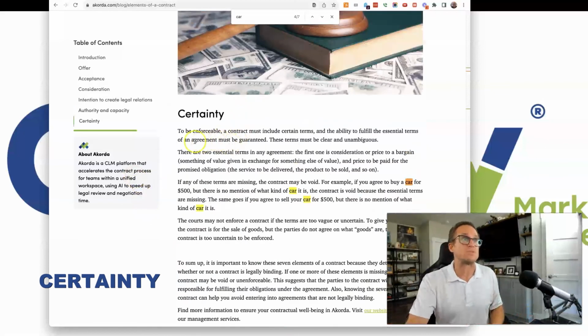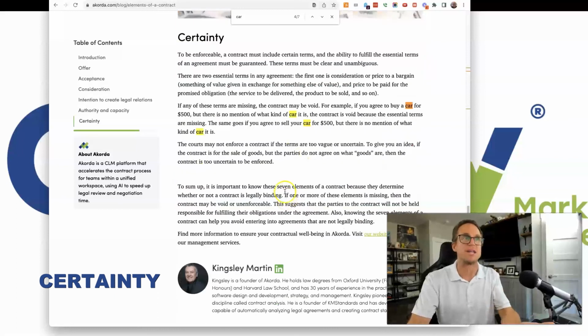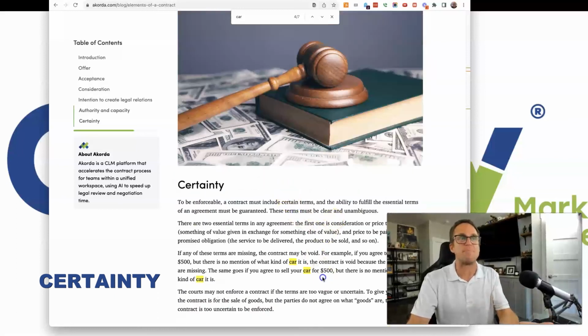And then certainty. It has to say, hey, look, the type of car you're getting is going to be whatever.